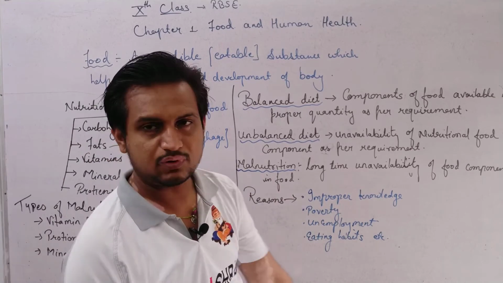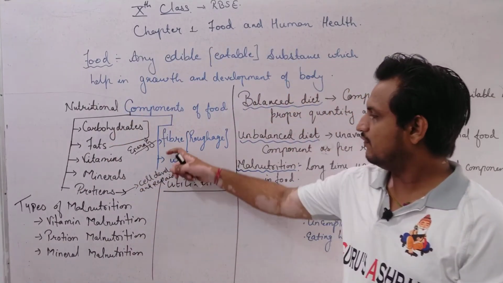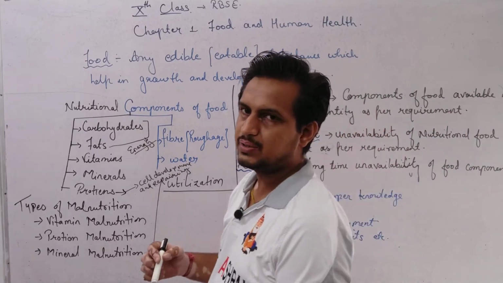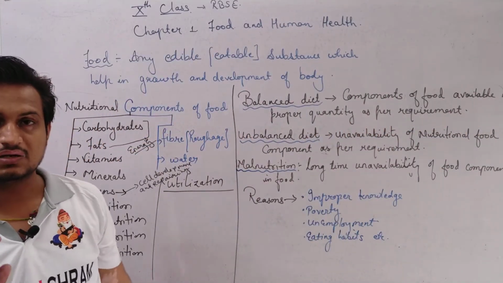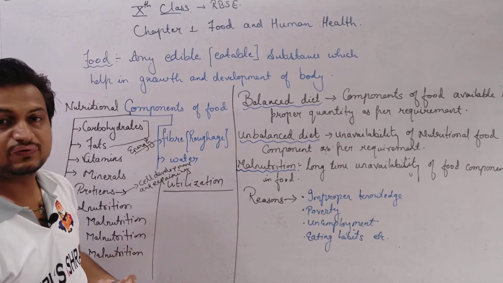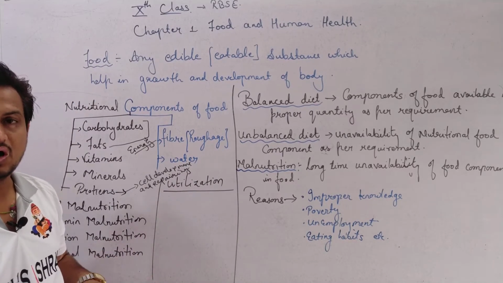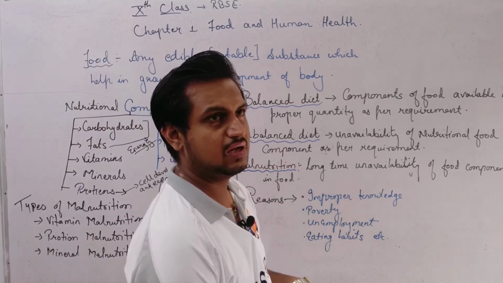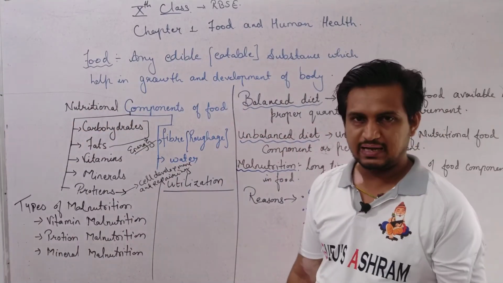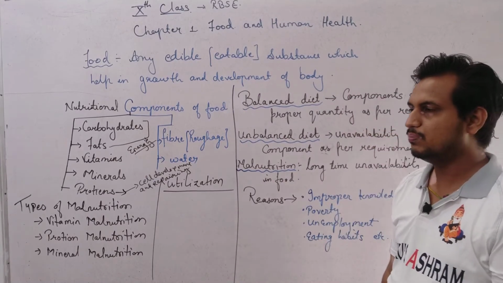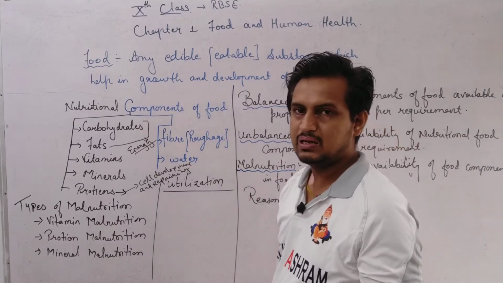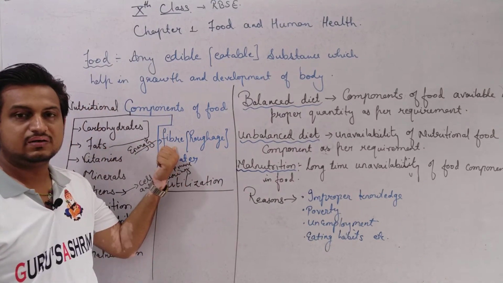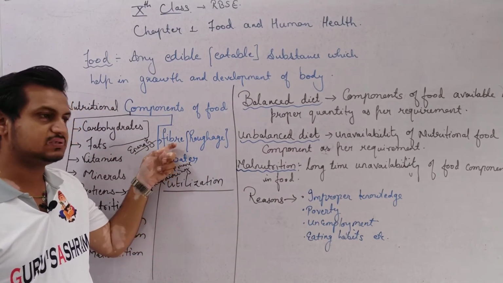Now friends, again I am talking about the components. From where do you get the fiber? Fibers are those dietary products which we obtain from fruits or in salad form. For example, carrot or cucumber, or we can say watermelon, mango. These are the dietary products which give us fiber.